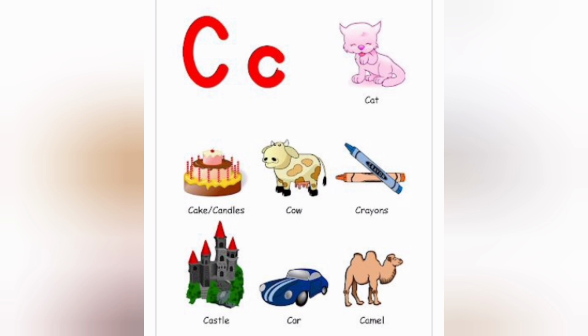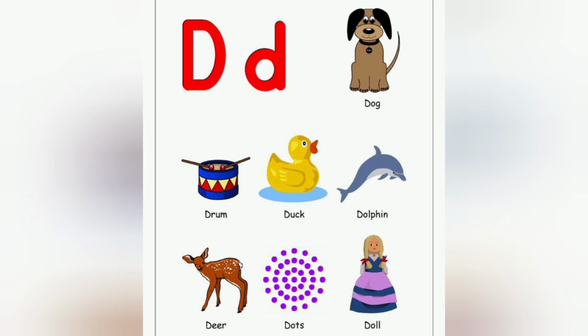Now let's repeat the letter with its sound. K cat. K cake. K cow. K crayons. K castle. K car. K camel.